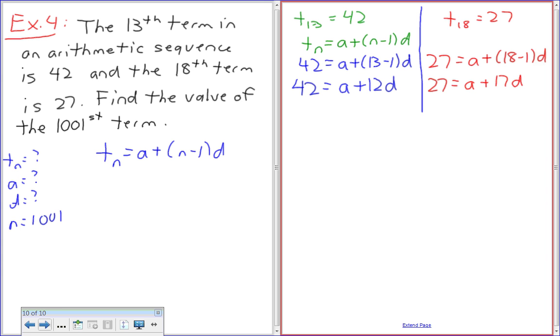Same thing over here then. The value is going to be 27, but the subscript 18 is going to tell you the n is 18. I'm just trying to pull as much information as I can from the question.